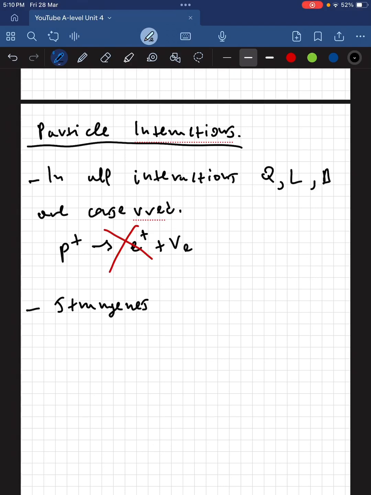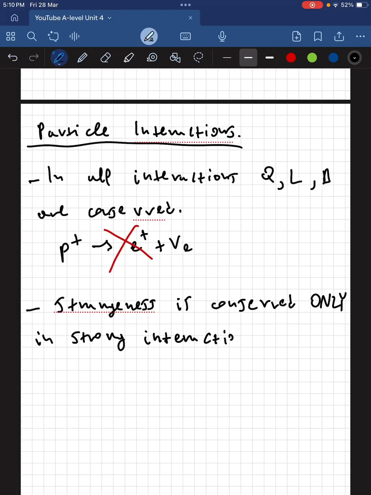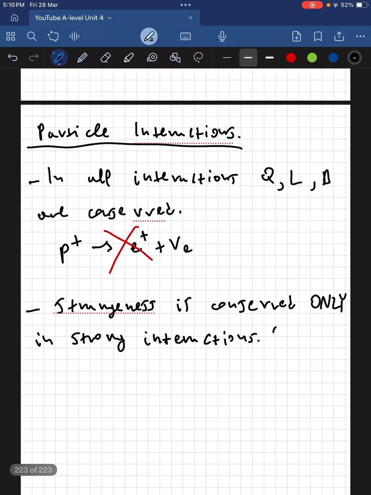So this is forbidden. Second rule: strangeness is conserved only, that's why I'm capitalizing it, in strong interactions, and also electromagnetic interactions. So we can also say that strangeness is not conserved in weak interactions. Okay, so let's see an example.